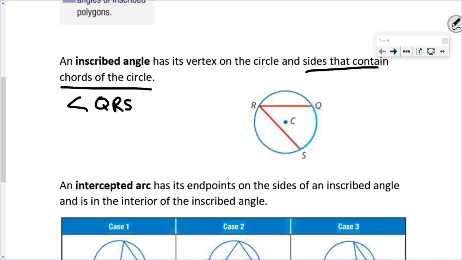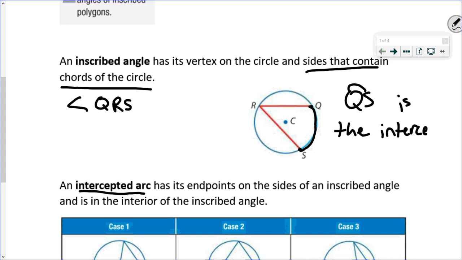Second definition here, an intercepted arc has its endpoints on the sides of an inscribed angle and is in the interior of the inscribed angle. So here the intercepted arc is arc QS. This is the intercepted arc, and we use our notation here. Arc QS is the intercepted arc.